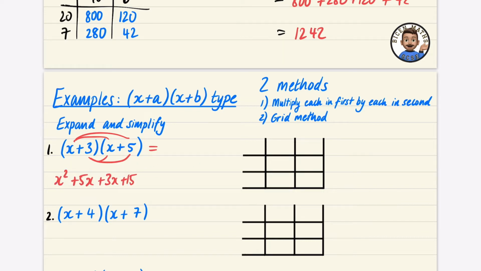Now, it's asked me to do two things in this question. It's asked me to expand and it's asked me to simplify. So I think there's something additional that I can do in this question. I can also simplify the like terms.